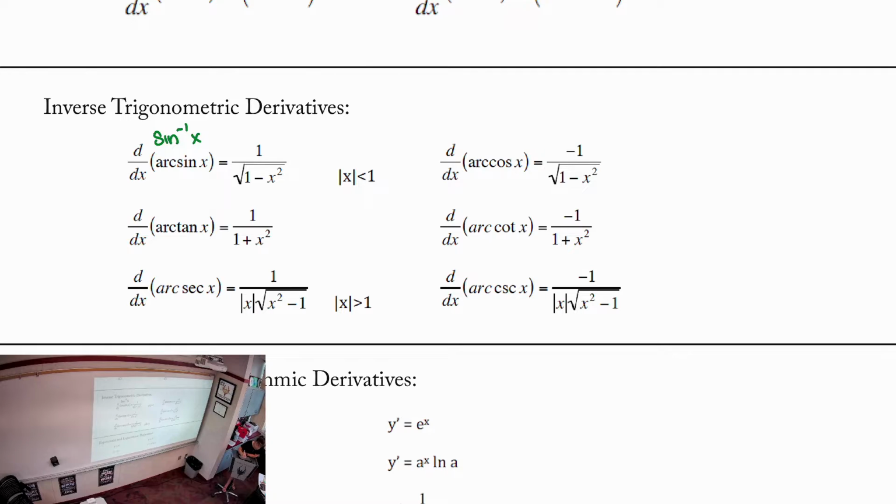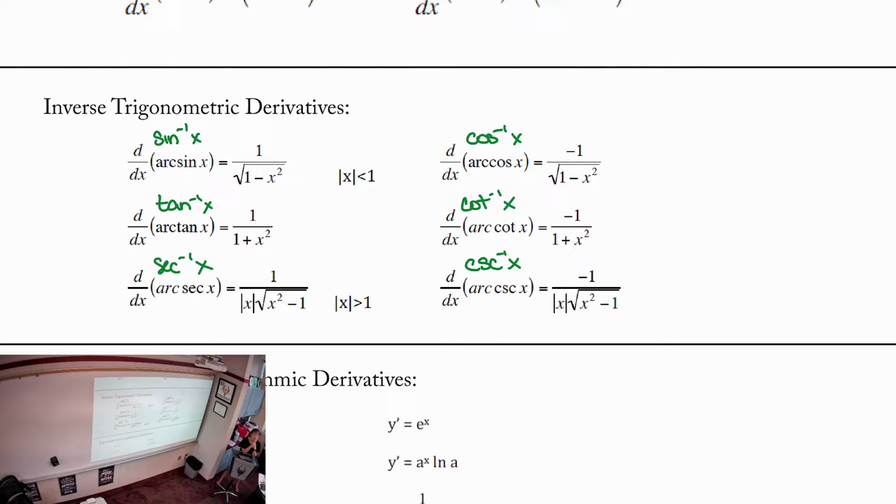So all of these can be written as cosine inverse of x, tangent inverse of x, cotangent inverse of x, secant inverse of x, and cosecant inverse of x. So you can interchange arc sine and sine inverse, and they still mean the same exact thing.